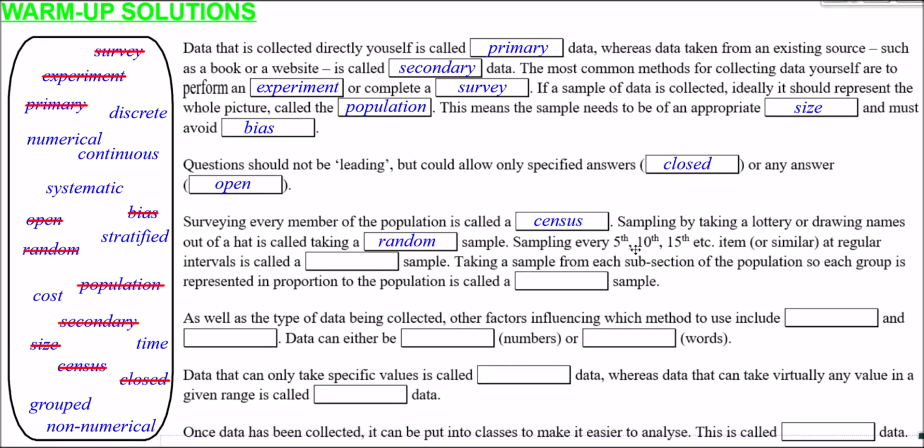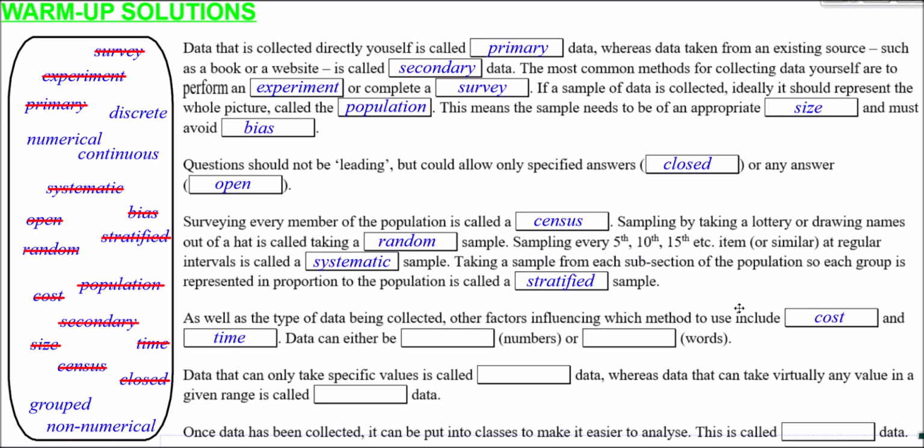Sampling every 5th, 10th, 15th and so on item or similar at regular intervals is called taking a systematic sample, and taking a sample from each subsection of a population so each group is represented in proportion to the population is called a stratified sample. As well as the type of data being collected, other factors influencing which method to use include both cost and time. If you put time and cost the different way around, that's absolutely fine.